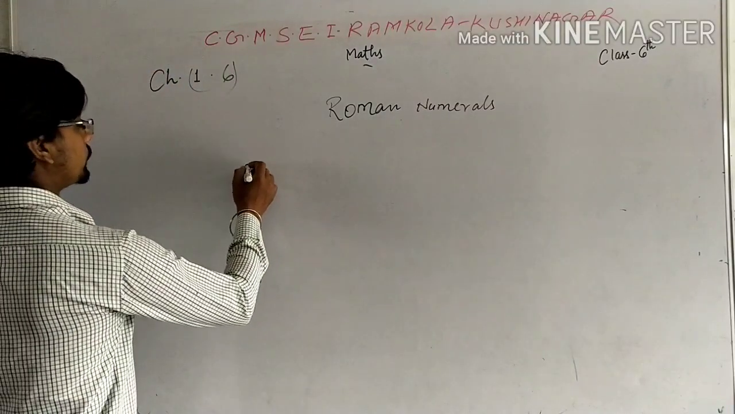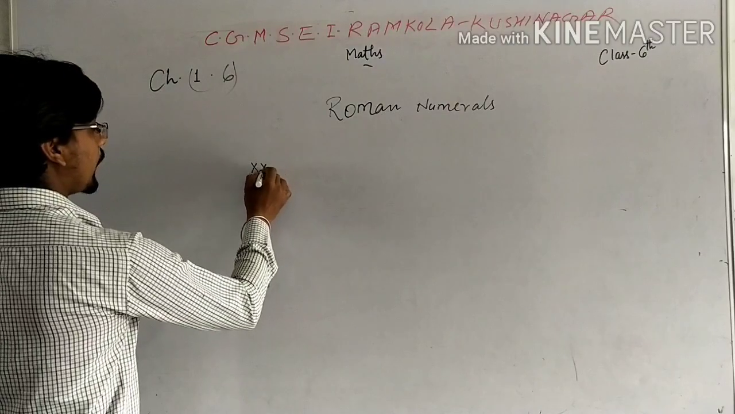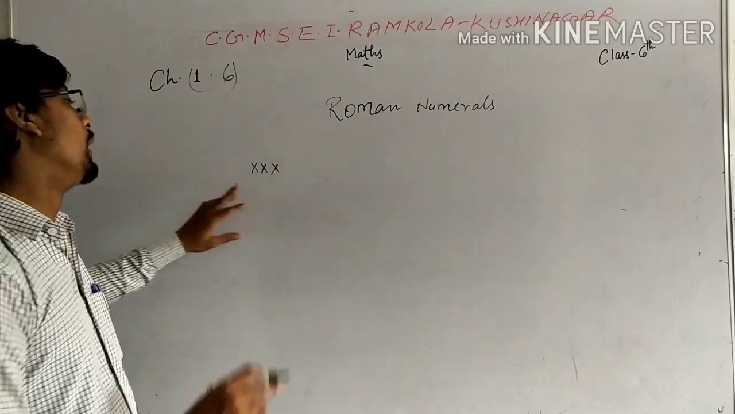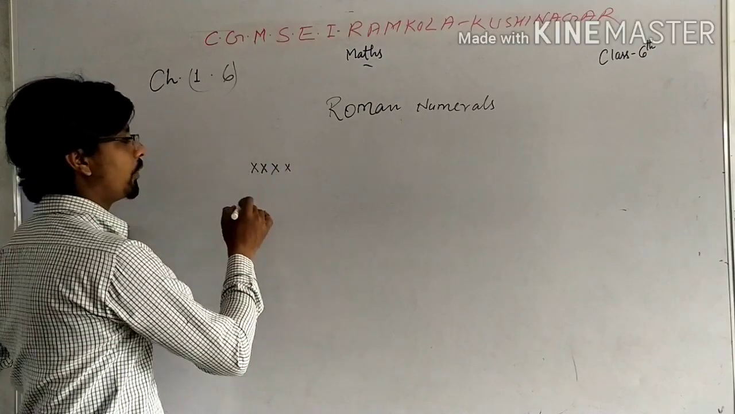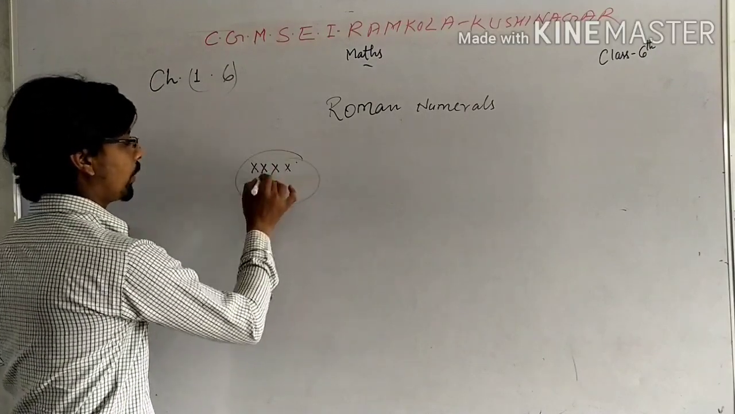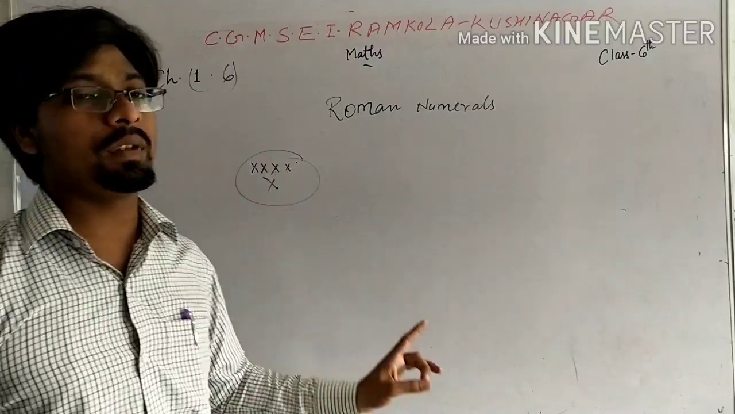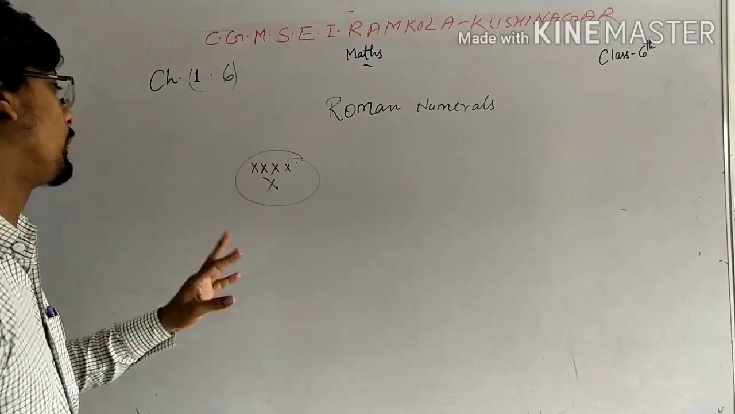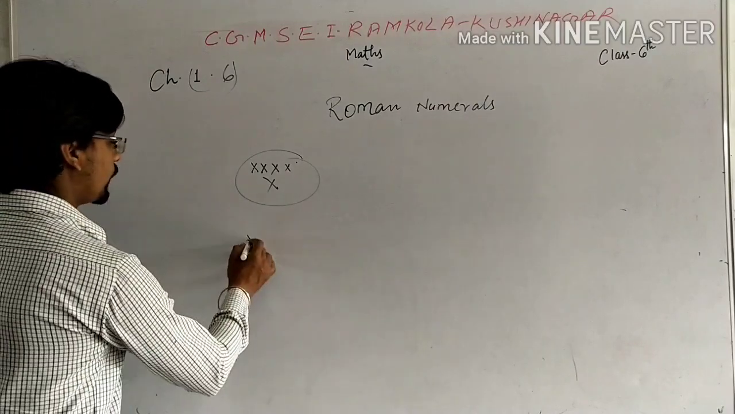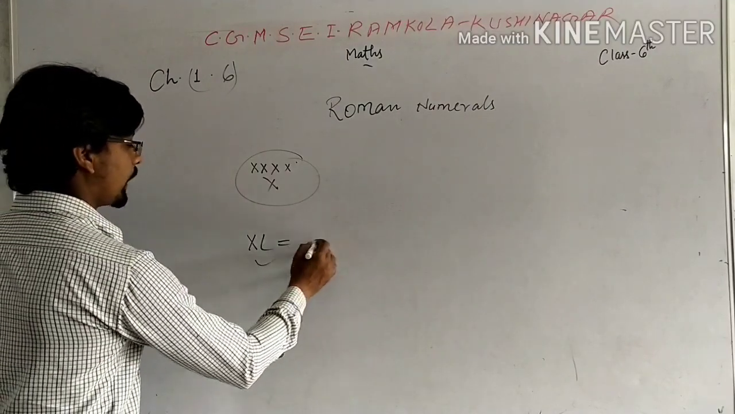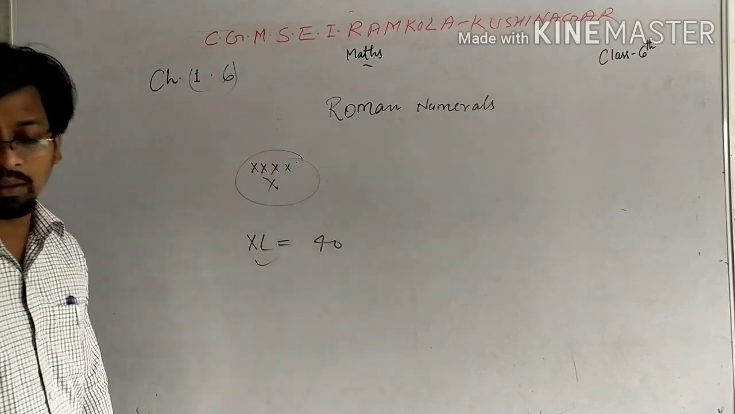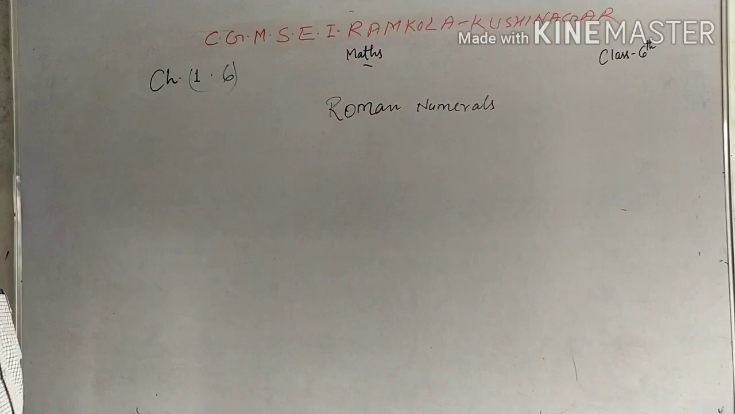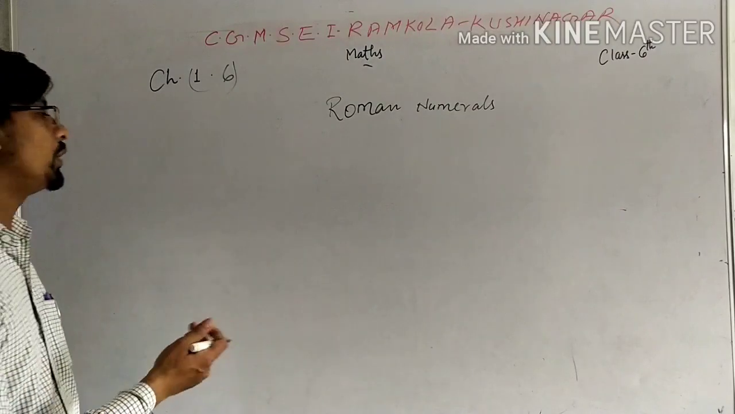Means X, X, X is 30. But if you want to write 40, we can't write X four times because it is wrong. We can't write any Roman numeral more than 3 times. If you want to write 40, X and L, it is correct for 40. Okay? Another thing. Here are some common rules for writing Roman numerals.